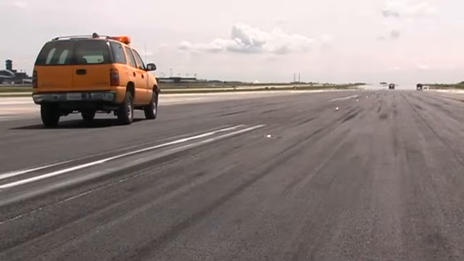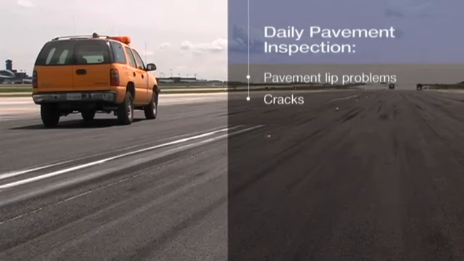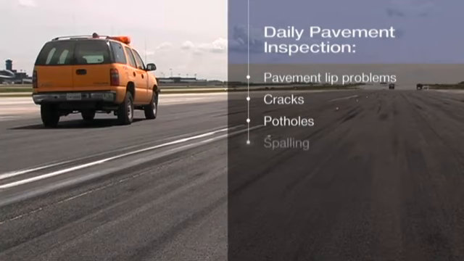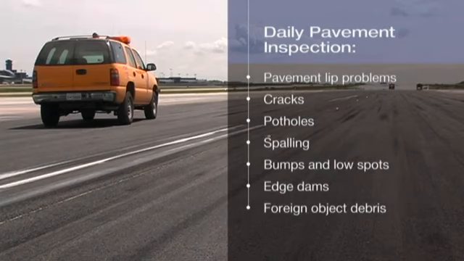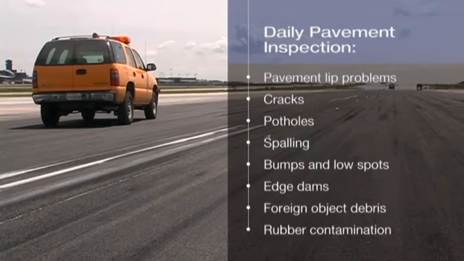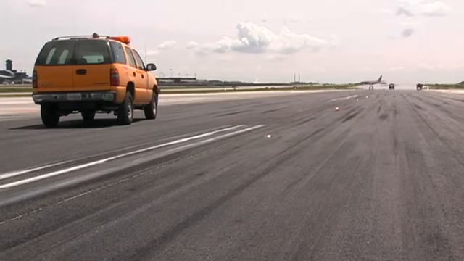In summary, the important things you should be concerned about during your daily pavement inspection include improper lips that are more than 3 inches high, any cracks because they could be the start of serious pavement problems, potholes, remembering that from little potholes bigger ones grow, breaking up of the pavement or spalling, low spots which can allow water to collect, edge dams created by vegetation along the side of the pavement, foreign object debris on runways, taxiways, and on ramps, and finally, rubber contamination, that slow buildup which can eventually make for obliterated markings and slippery runways. Knowing what to look for on or around the pavement can go a long way in making your operation a safe and efficient one.